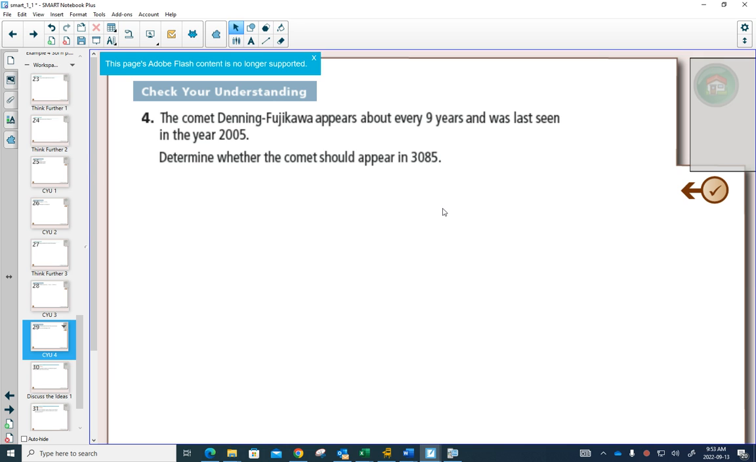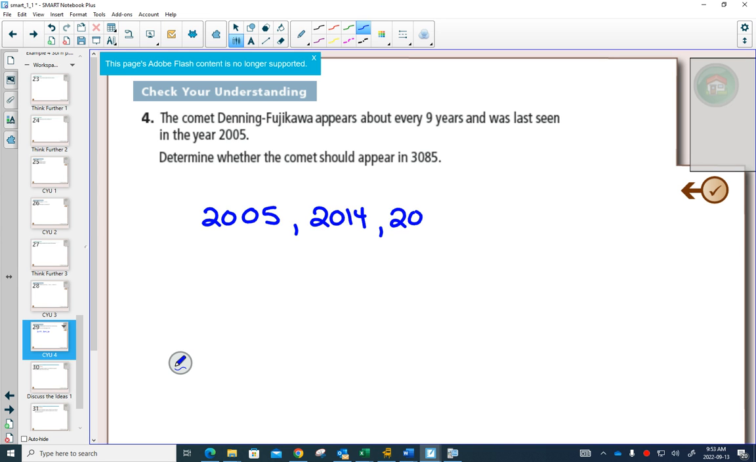So, you're planning on not watching it for a while, and you're like, maybe I'll have time in the year 3085. I'm planning on living that long, so I really want to know if I have time in my schedule to see it on that day. Well, if it appeared in 2005 and it appears every 9 years, next year, put it in your calendars. Check out when that comet is coming through.